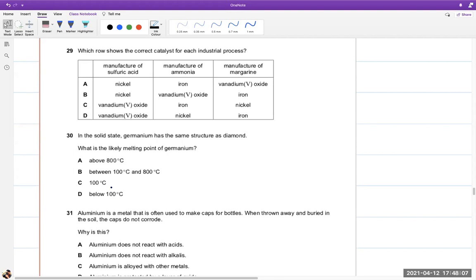So for sulfuric acid, vanadium 5 oxide. For ammonia, iron. For margarine, nickel. Remember this. Make a list. Note it down. Burn it to your memory.